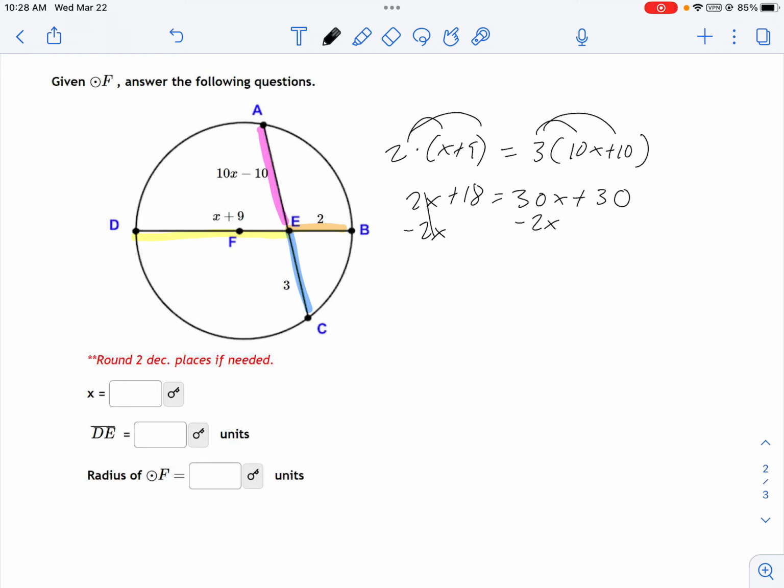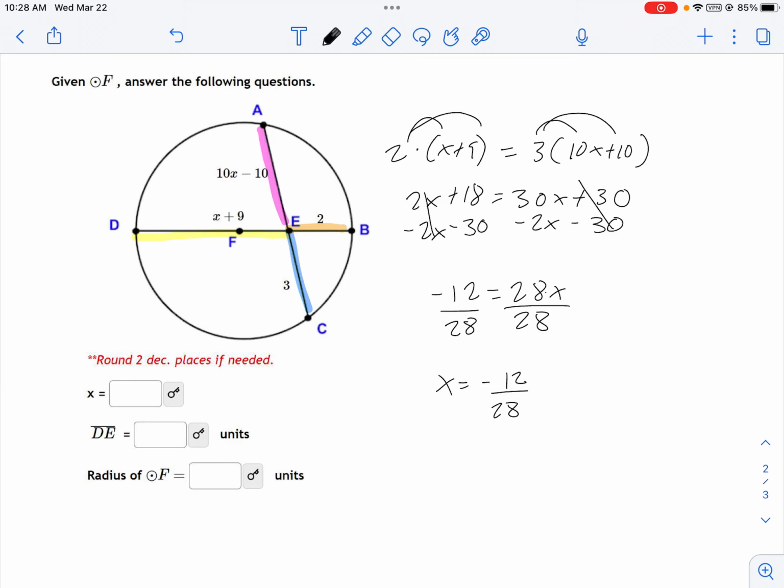And then likewise, you want all of your x's on the same side, and we don't have any squares, so we want all of our numbers on the same side as well. So I'm going to move 30 over. I'll undo addition with subtraction. And then from there, we have negative 12 equals 28x. At that point, you're practically finished. Now you have 28 times x. We undo multiplication with division, so divide by 28 on both sides. And now we get x is negative 12 28ths.